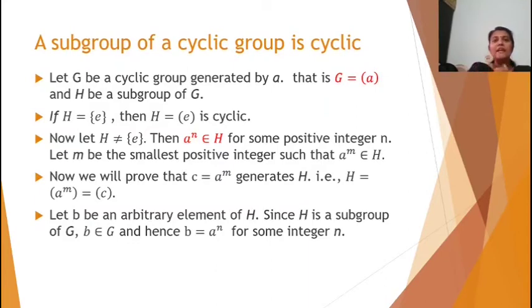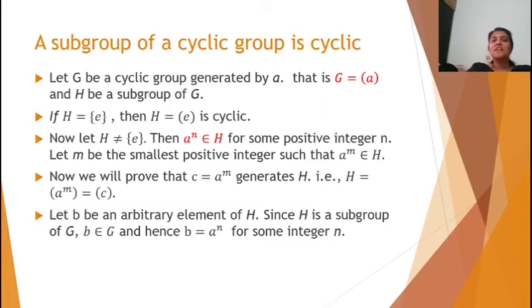So we can take the subgroup as the trivial subgroup. Let H equal to the singleton set E. Then H is equal to the set generated by E, which is cyclic, since the element can be generated from that element itself. So H equal to E is cyclic.